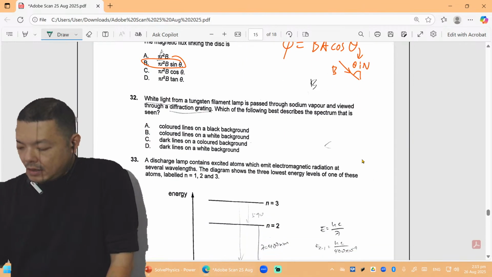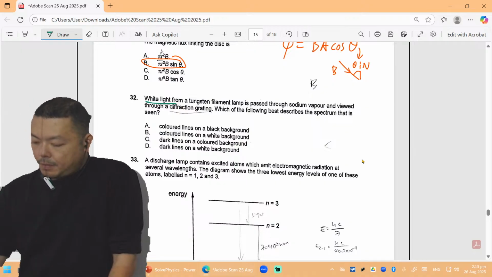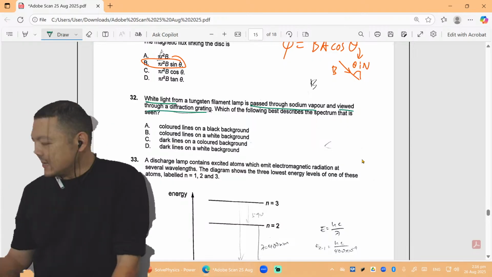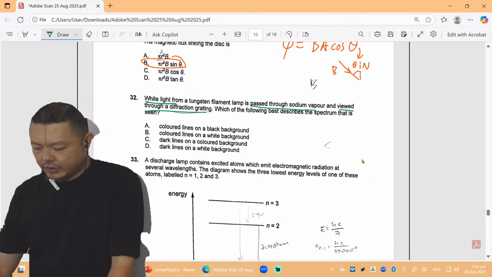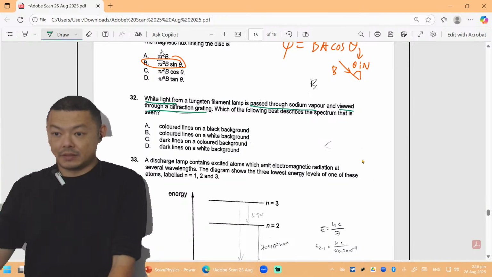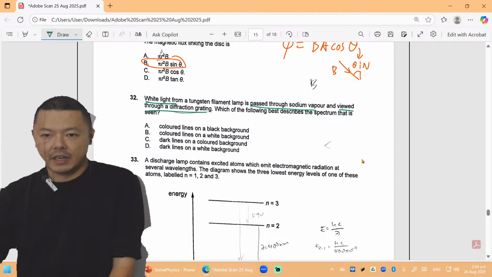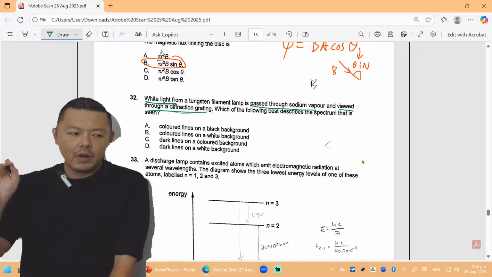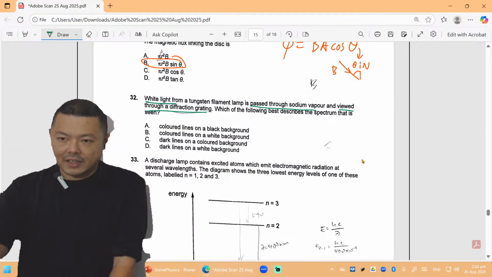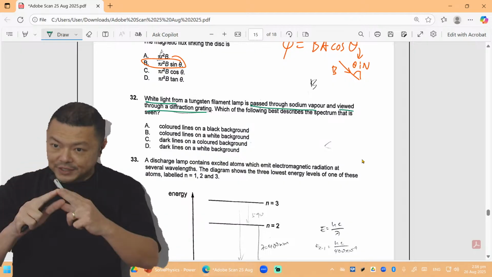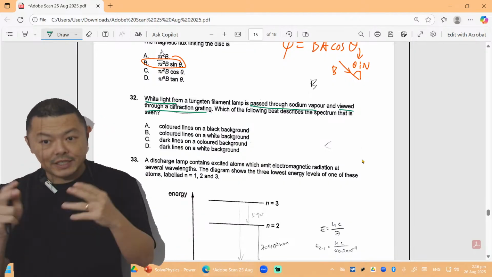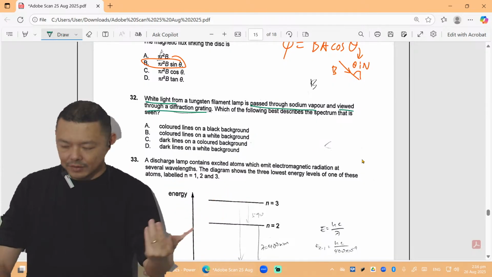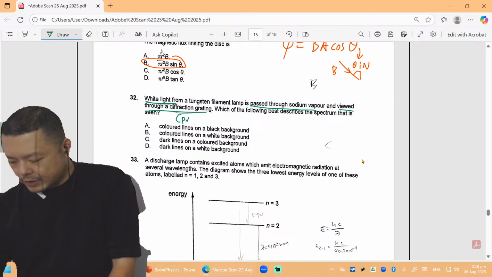White light passes through sodium vapor, viewed through a diffraction grating. I think this is where it was confusing for the SLs, because diffraction grating is not in the syllabus. So SLs seeing this question will be wondering what a diffraction grating does. But I did mention during our lesson that for SL you use a prism. For HL, you use a prism or diffraction grating, because the two of them will help you split the colors. So diffraction grating or the prism is also fine.